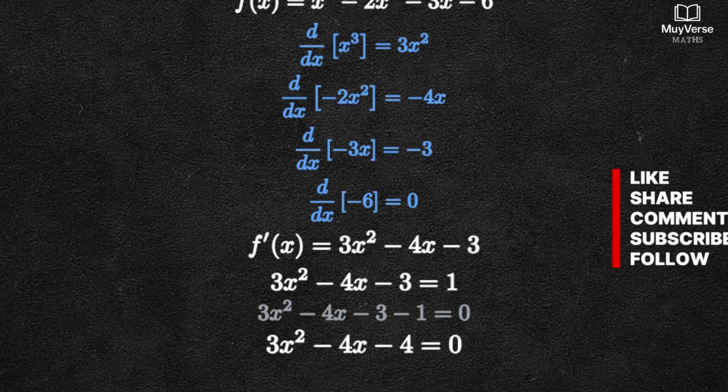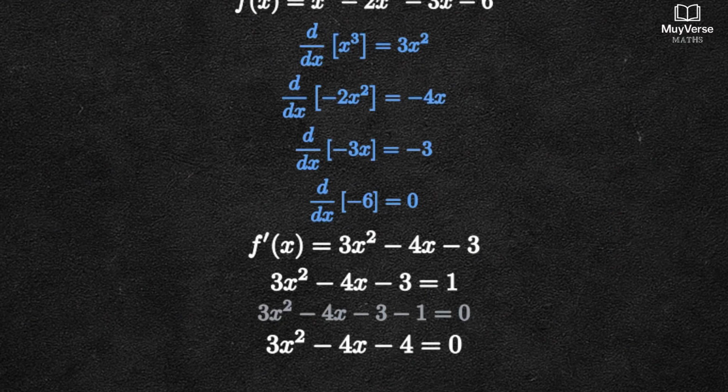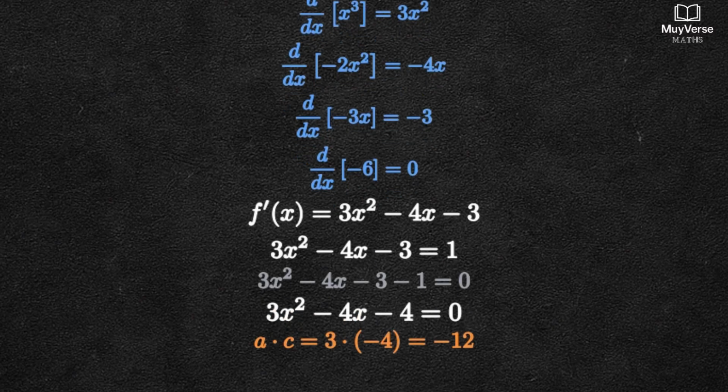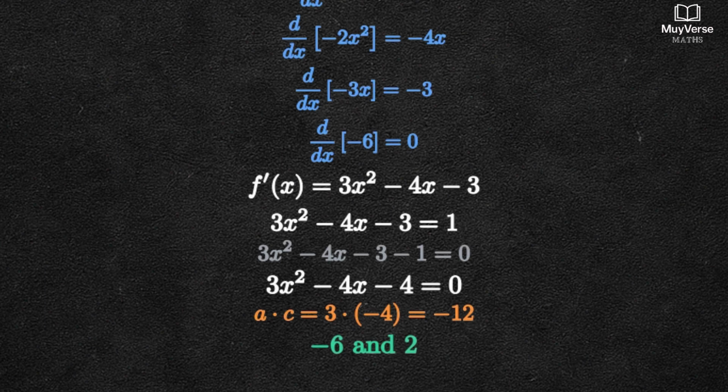Step 4. Solve the quadratic by the AC method. a times c is 3 times negative 4 equals negative 12. We need two numbers that multiply to negative 12 and add to negative 4. Those are negative 6 and positive 2. Rewrite the middle term using those two numbers.